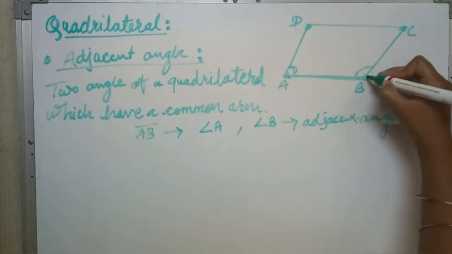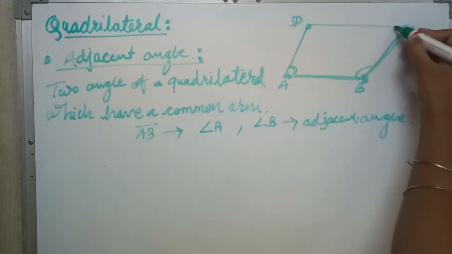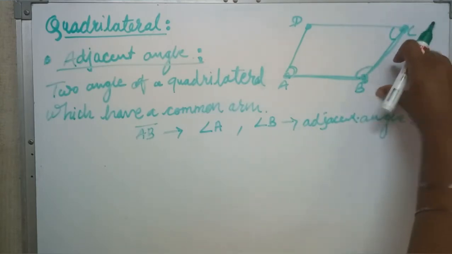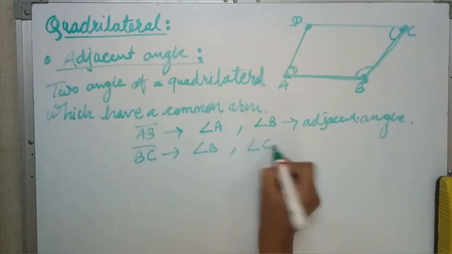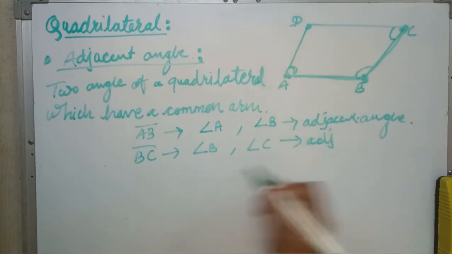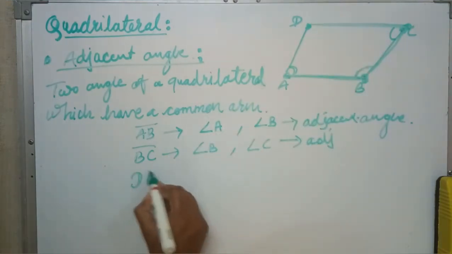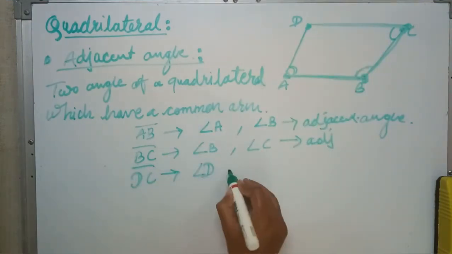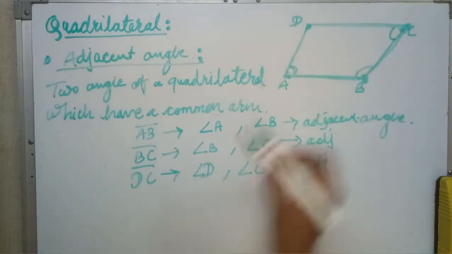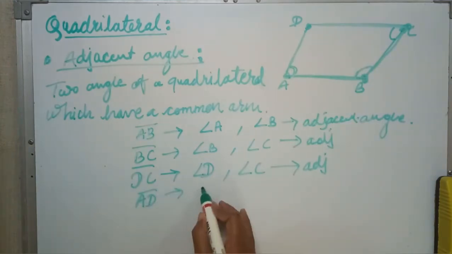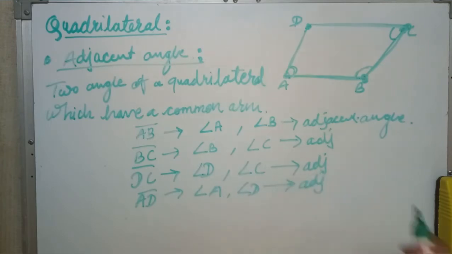If I take line segment BC, then B and C are lying on this line segment BC. So angle B and angle C are adjacent angles. Again, if I take line segment DC, angle D and angle C are also a pair of adjacent angles. If I take line segment AD, then here also angle A and angle D are a pair of adjacent angles.